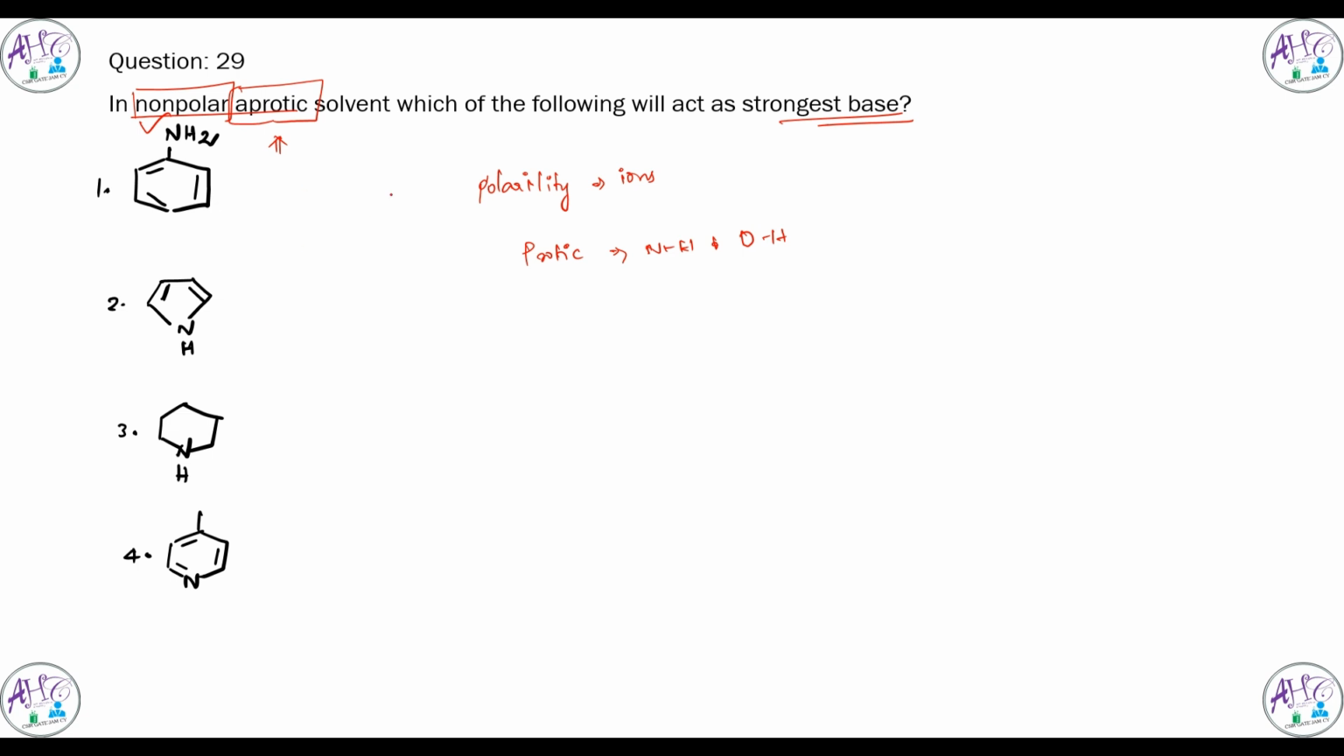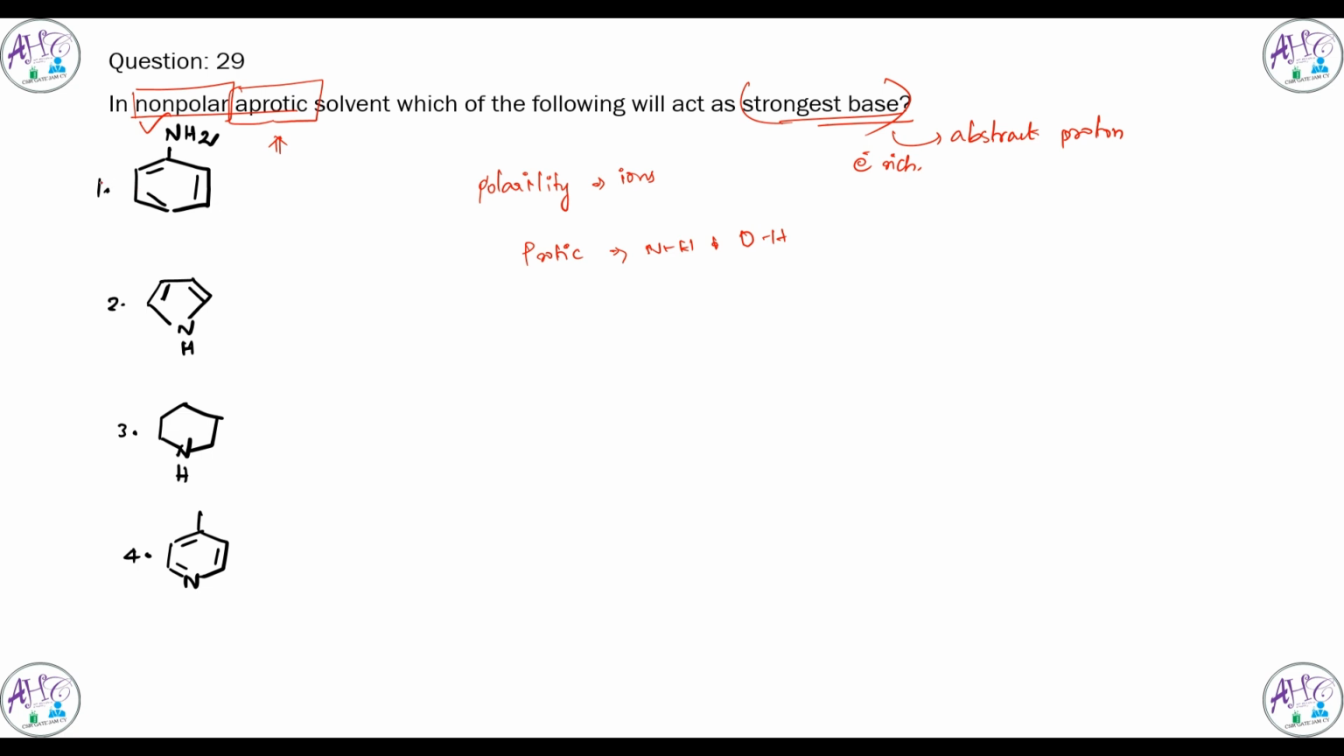Okay, and they have clearly given only strong bases. They have given many nitrogen based compounds. So how will a base act? A base is something which abstracts a proton. A base is something which abstracts a proton. So that means it should be electron rich. Your base is electron rich.